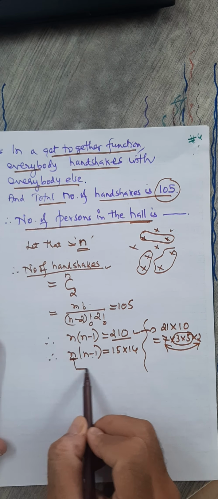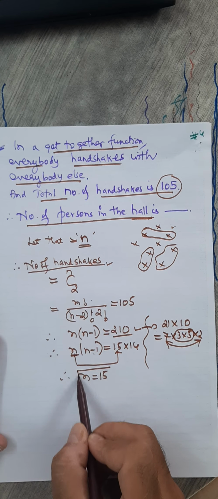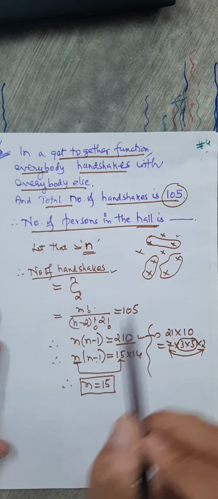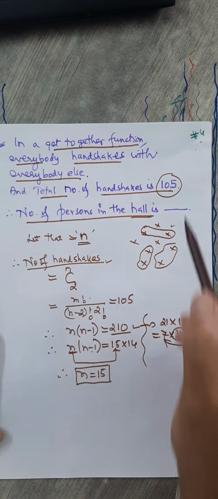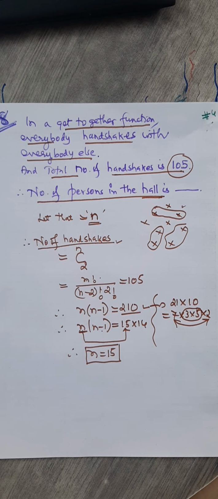So what should n be? n should be 15, right? That means there are 15 persons in a party. So the number of handshakes equals 105. Clear? Okay. Next question.